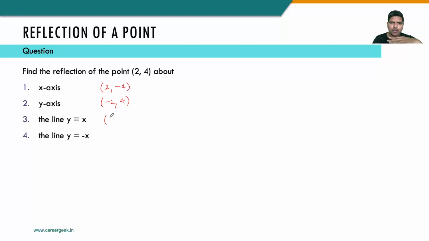About y equal to x, AB becomes BA. About y equal to negative x, AB becomes negative B and negative A. It's as simple as that. Okay, so that's about the reflection. I think it's a straightforward concept once you are able to visualize how the object and image form right in front of the mirror. So I'll see you in the next video. Thank you.